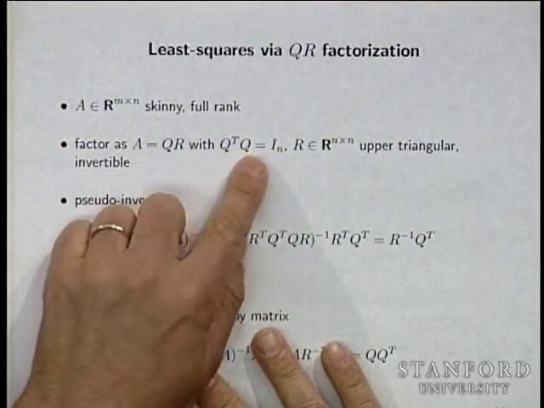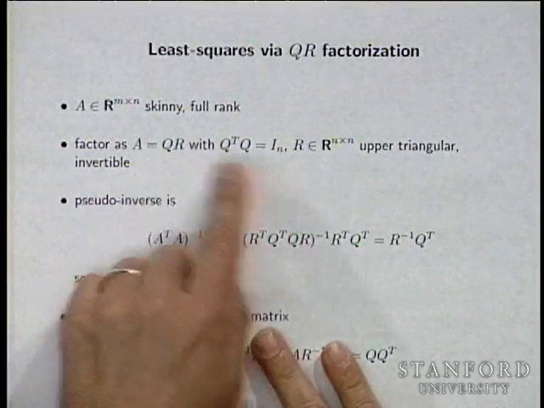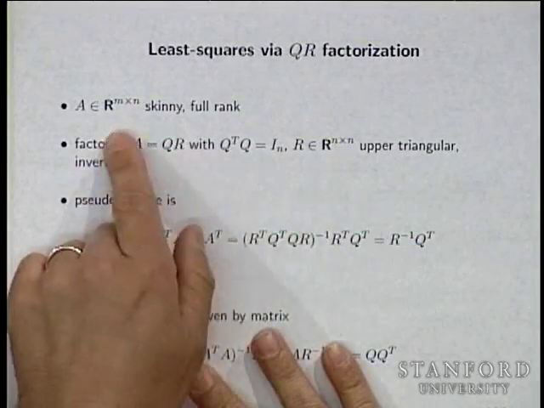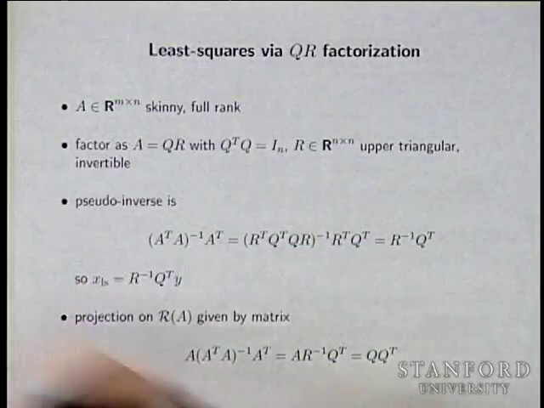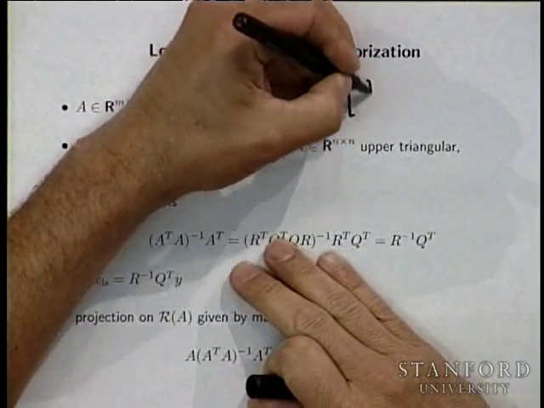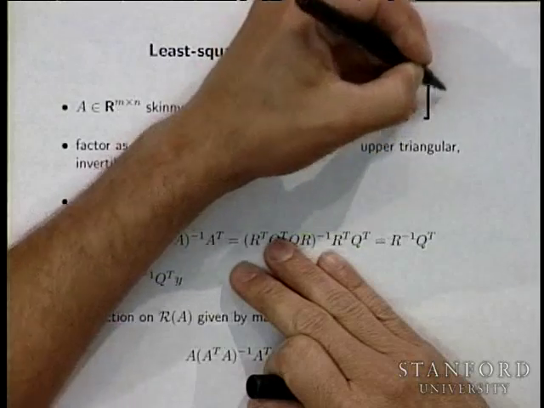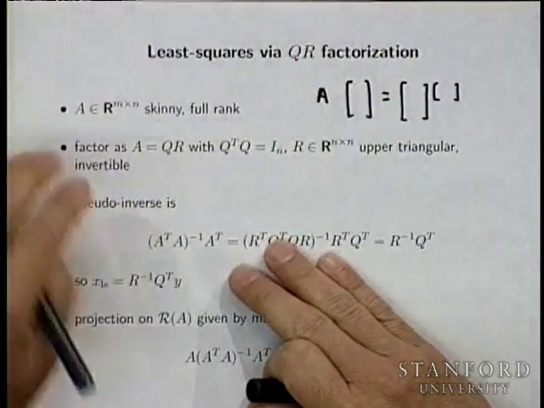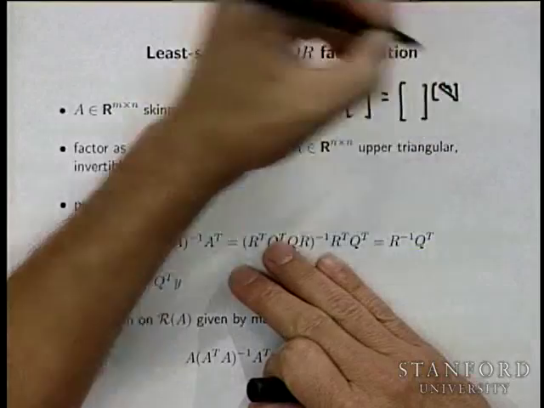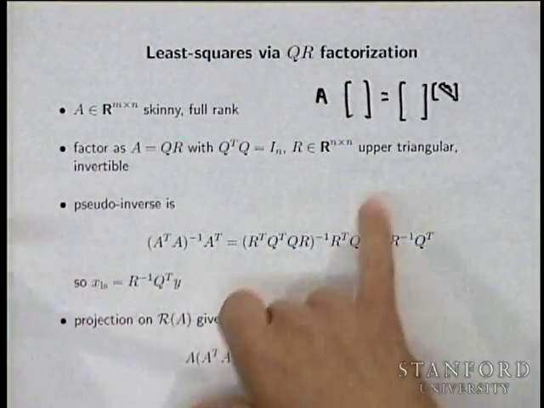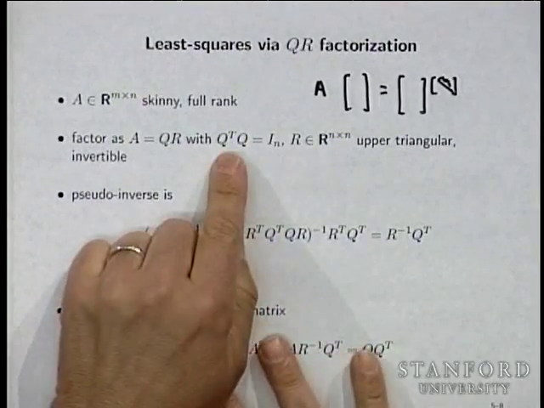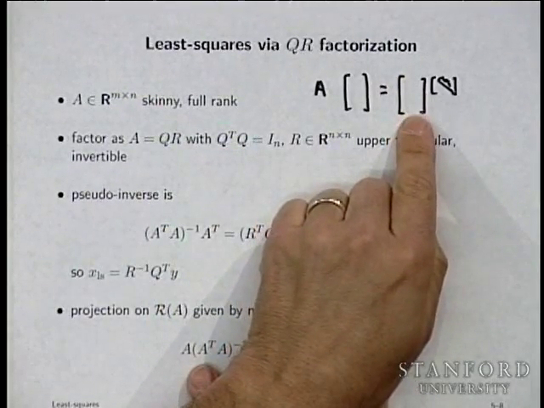Now, in this case, R is square because A is full rank and skinny. So we write A, which looks like this, as Q and then R, where R is upper triangular, like so. Okay? So that's the picture. And the columns of Q are orthonormal.